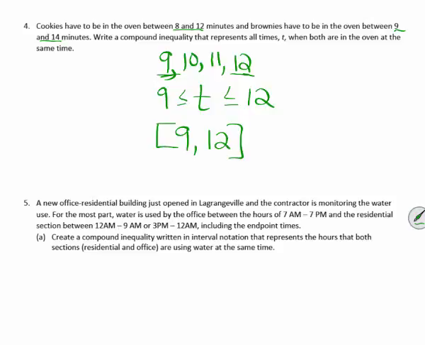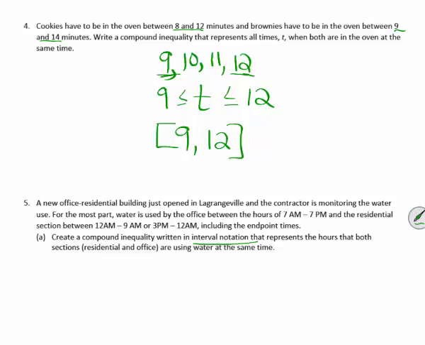All right, a new office residential building just opened in, I don't even know where that is, and the contractor is monitoring the water use. For the most part, water is used by the office between 7 and 7, and the residential section between 12 and 9, or 3 and 12, including the endpoints, meaning it's going to be an or equal to. Create a compound inequality written in interval notation that represents the hours that both sections are using water. So again, I'm going to kind of do this.